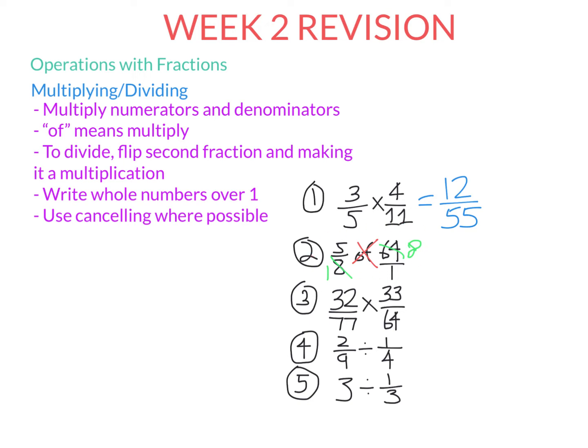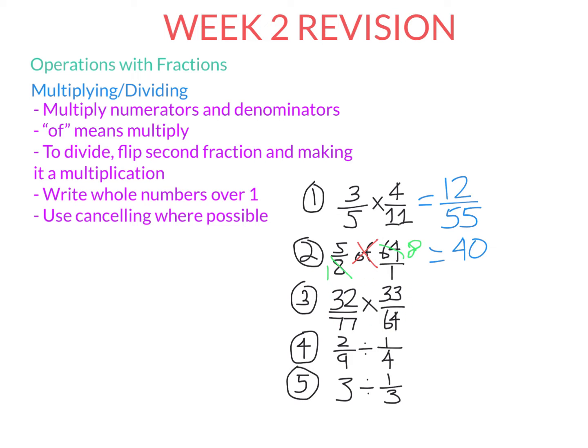Now see, this calculation is so much easier. Now it reduces to just 5 times 8, which is 40. 1 times 1 is 1. Of course, 40 over 1 is just 40, so I don't even need to write the denominator. Then we're done. So we'll use cancelling in something like this as well.